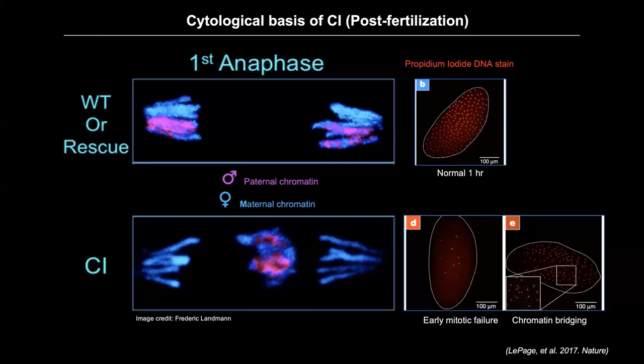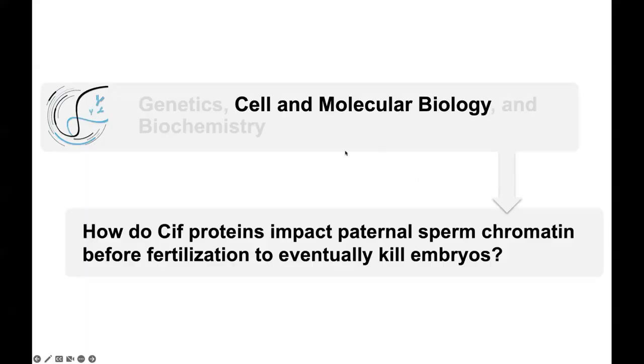So to remind you the cytological basis of the embryonic lethality, we have the paternal chromatin, which fails to condense on the opposite poles. So based on this phenomenon, and now that we know the genes that cause CI, we asked the question to understand the cellular and molecular aspects of CI: how do these CIF proteins impact paternal sperm chromatin before fertilization even occurs, such that this modified paternal chromatin then goes and eventually kills the embryos?